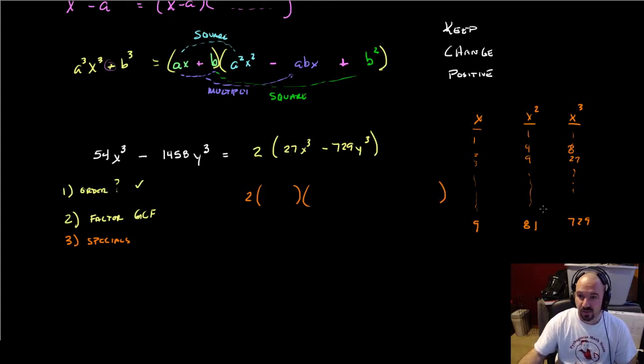What did I cube to get 27? Well, it looks like I cubed 3. And what did I cube to get x cubed? X. What did I cube to get 729? 9. What did I cube to get y cubed? Y. And now I square the front to get the front.